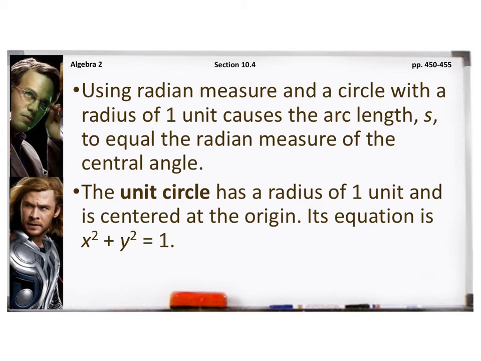I did go too fast. All right. Using radian measure in a circle with a radius of 1 unit causes the arc length S to equal the radian measure of the central angle. Right, because if r is 1, then I have 1 times theta. So it's just theta. So S is equal to theta if it's a unit circle. The unit circle has a radius of 1 unit and is centered at the origin. Its equation is x squared plus y squared equals 1.